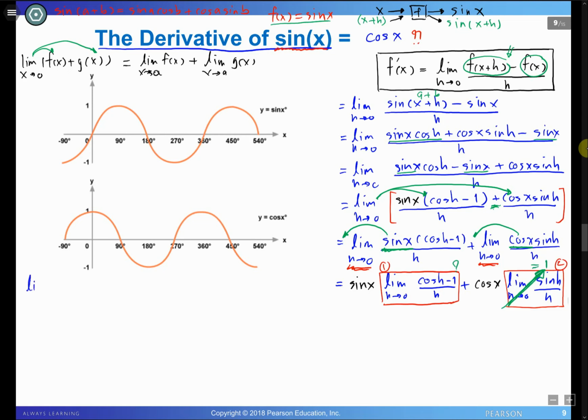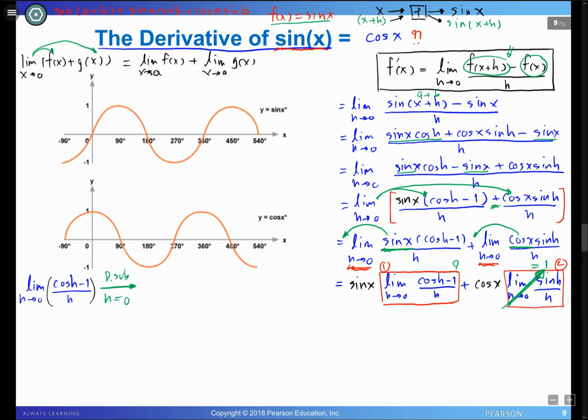Limit of cosine of h minus 1 divided by h when h goes to 0. Right now, I don't know what this value is, so I'm going to try the easiest approach, which is direct substitution. Let's check it out. Direct substitution, for this case, is when h is equal to 0 exactly. So we are going to apply h equal to 0 to this term right here.